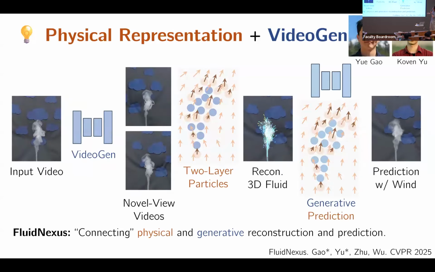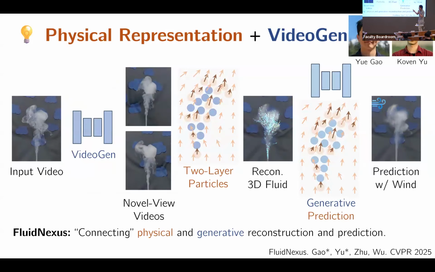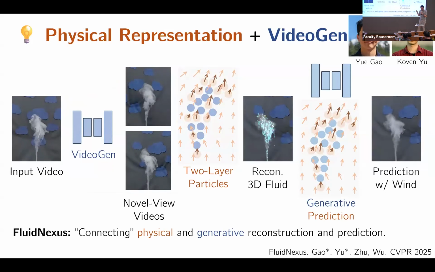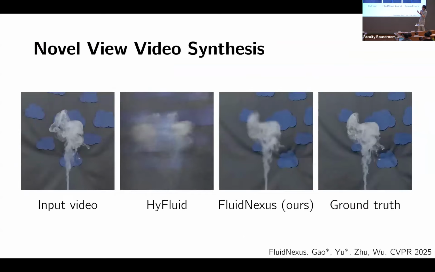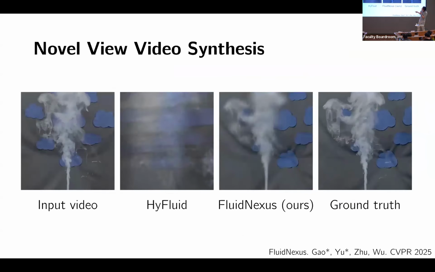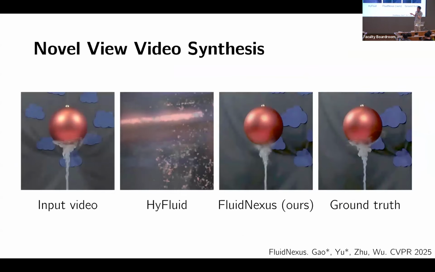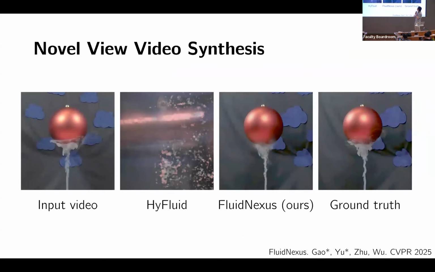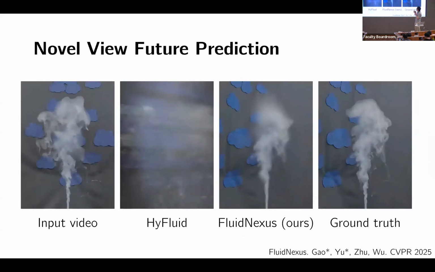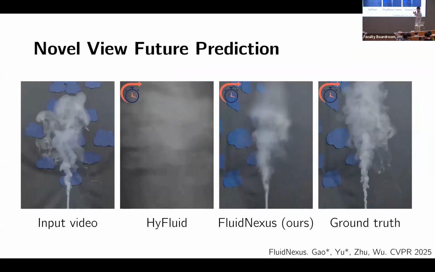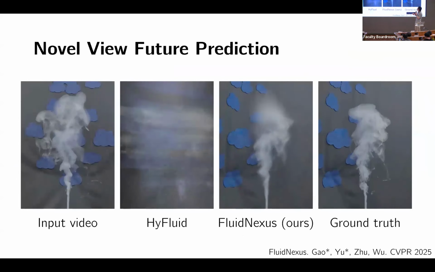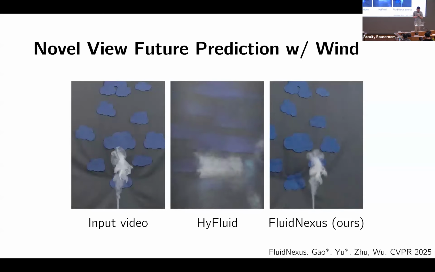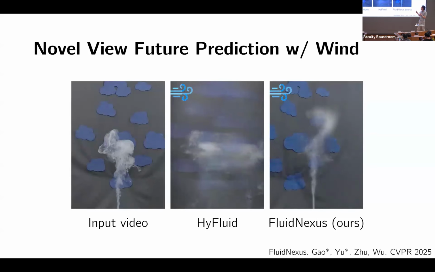Okay, so again, this is done by Coleman and Yue. We call this Fluid Nexus because it really connects two types of representations. One is generative or visual, one is physical. And you can have novel view synthesis results from different viewpoints. And you can think about how the scene is supposed to look if you have fluid interacting with the rigid body. And you can do future predictions as well. And one more example of future prediction.